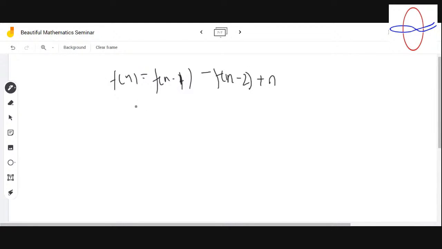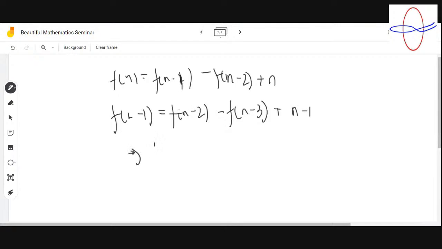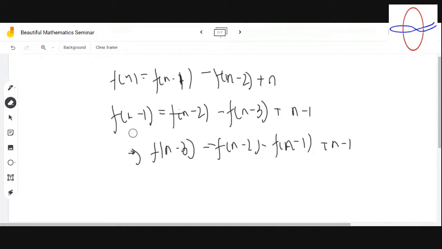Plus n, right? Now Fn minus 1 is what? Fn minus 2 minus Fn minus 3, right? Plus n minus 1. So if you just subtract this, what do you get from here? You get Fn minus 3 is equal to Fn minus 2 minus Fn minus 1 plus n minus 1.